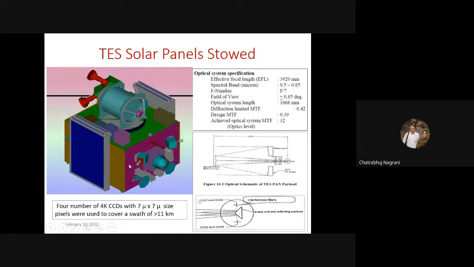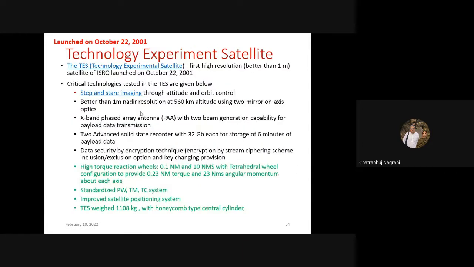Now after that we had TES. This is the TES, that is Technology Experiment Satellite. This satellite we put up in about the 2001, 2002 time frame. Yes, October 22, 2001. Now, why we made this satellite? We needed a very high resolution, better than 1 meter. We did not have many capabilities at that time.